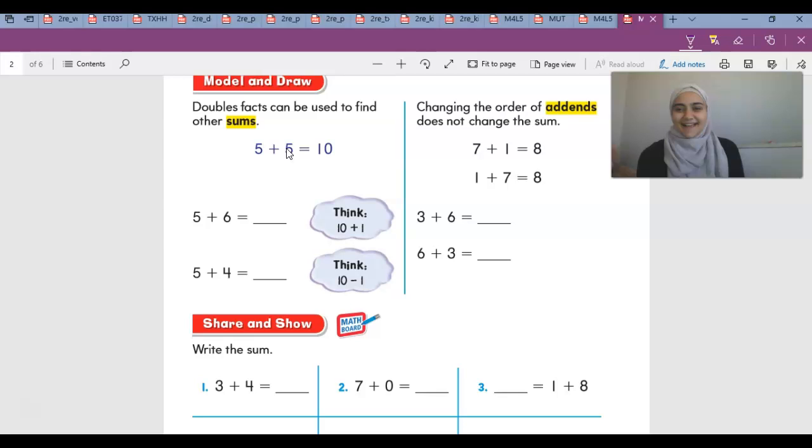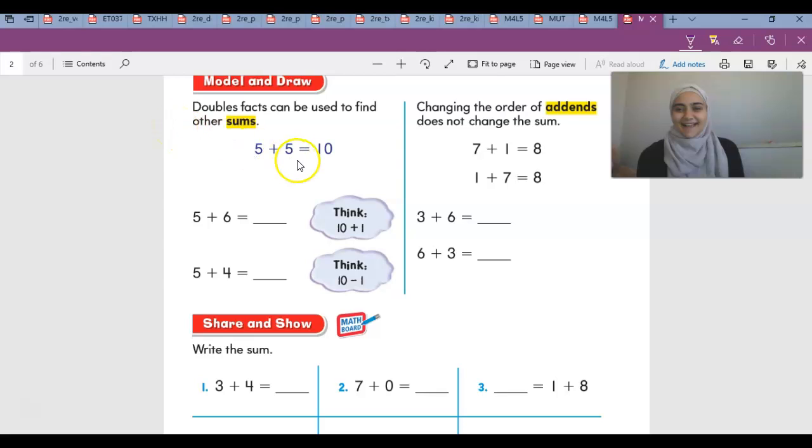2 plus 2 is... 3 plus 3 is... 4 plus 4 is, 5 plus 5 is, 6 plus 6 is, 7 plus 7 is, 8 plus 8 is, 9 plus 9 is, 10 plus 10 is. Very good. Those are your doubles facts, okay? So, doubles facts can be used to find other sums.